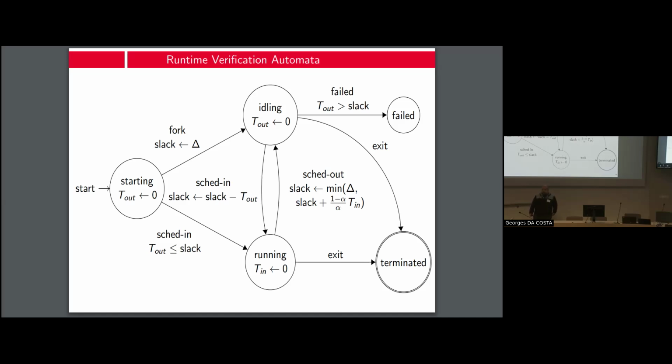Can you remind me how you select the alpha at the beginning? Alpha is selected by the user. Before even running the task or when it's running, you're telling it that you want X% of the CPU.